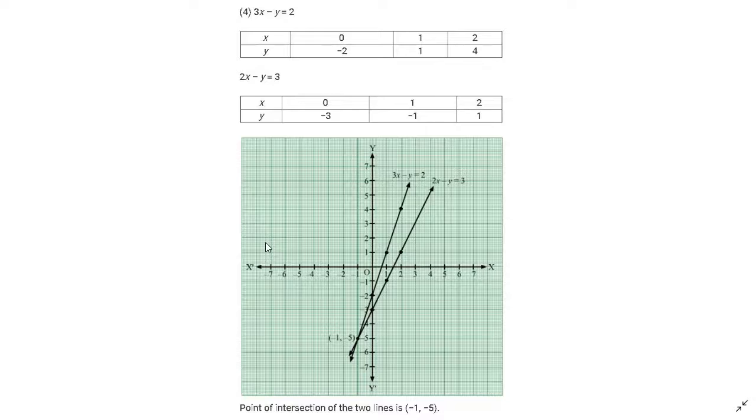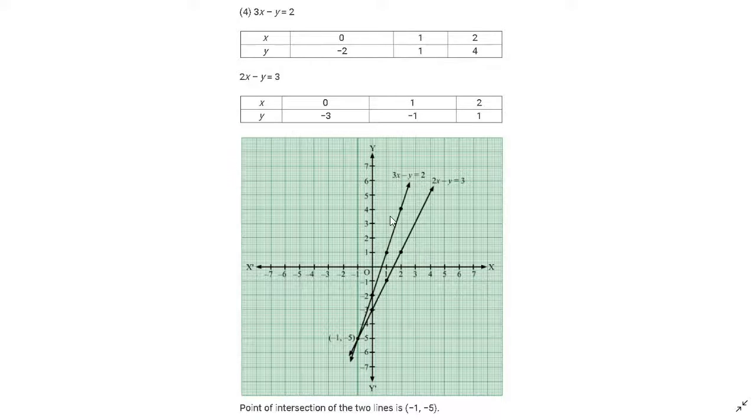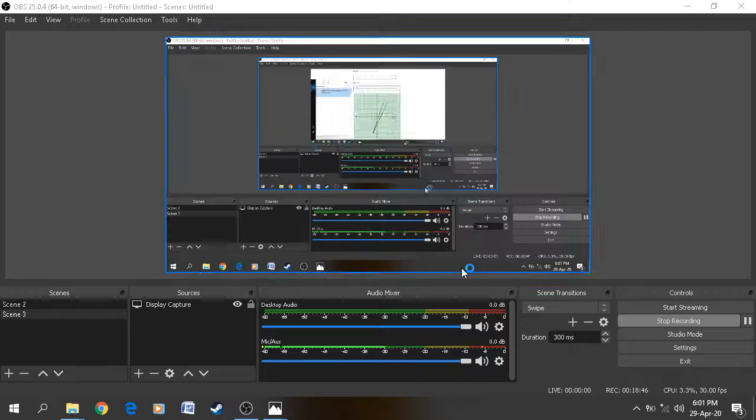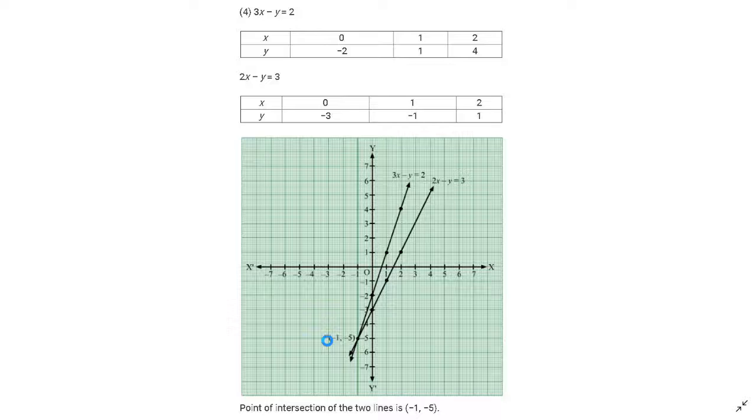3x minus y is equal to 4 and 2x minus y is equal to 3. Put the values 0, 1, 2 as x values and calculate the y value. Similarly, put the values 0, 1, 2 in the second equation, calculate these values, and try to draw the graphs. We will find our graphs by our software. We will see in a minute.